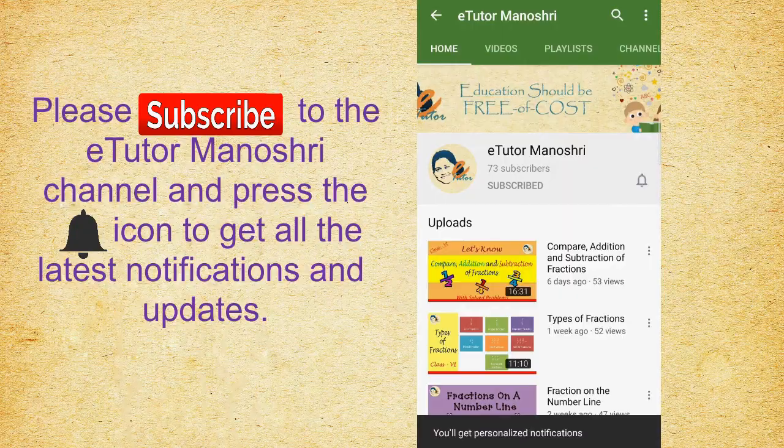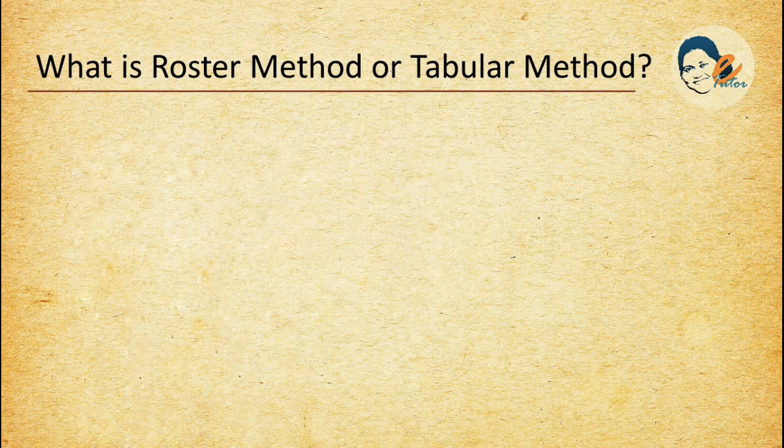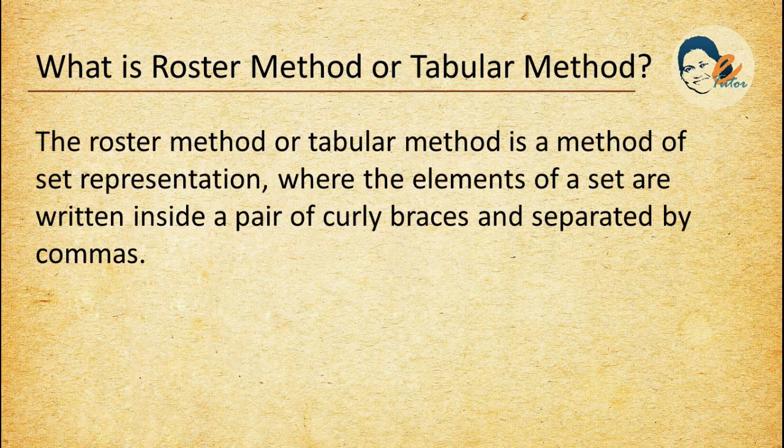Now have a look at the definition of the roster method. The roster method, or tabular method, is a method of set representation where the elements of a set are written inside a pair of curly braces and separated by commas. Let's have an example to understand the roster method.